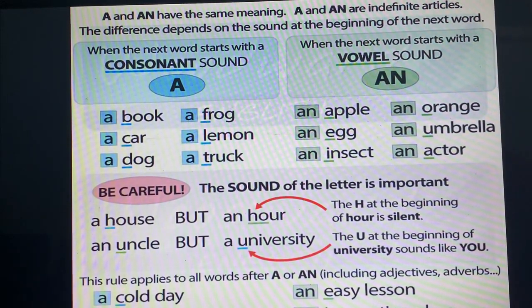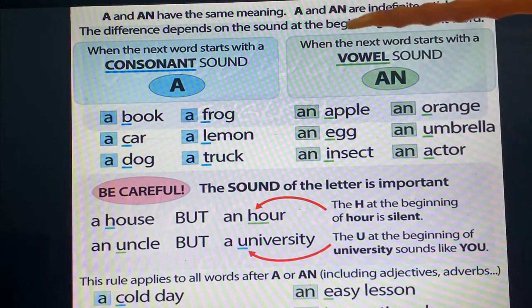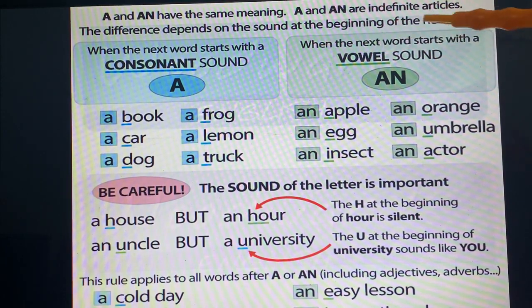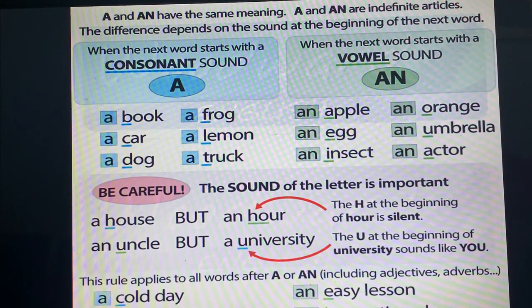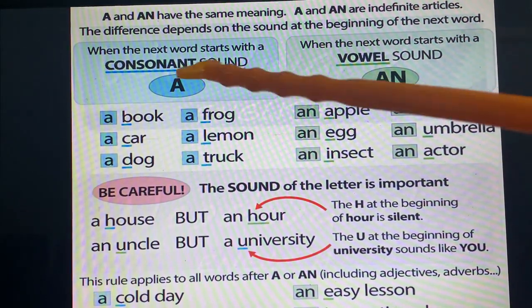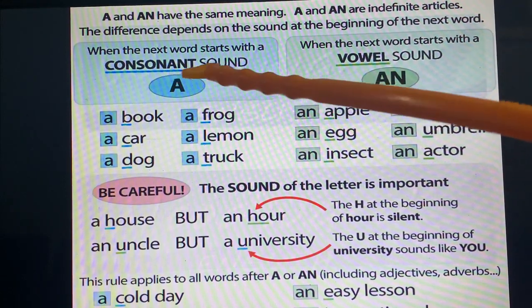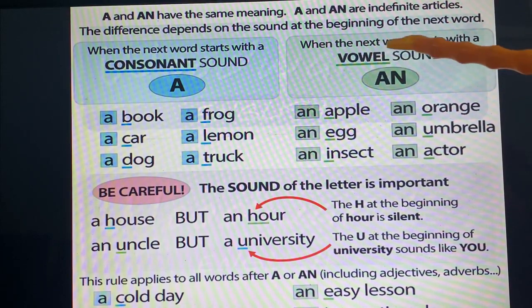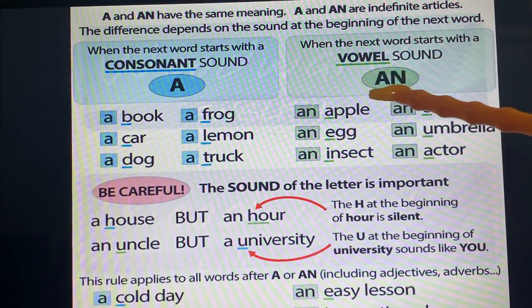Like again, the difference between both of them, a and an have the same meaning. A and an are indefinite articles. The difference depends upon the sound at the beginning of the next word. I have already told you to focus on the sound of the word. When the next word starts with a consonant sound, we use a. When the next word starts with a vowel sound, we use an.